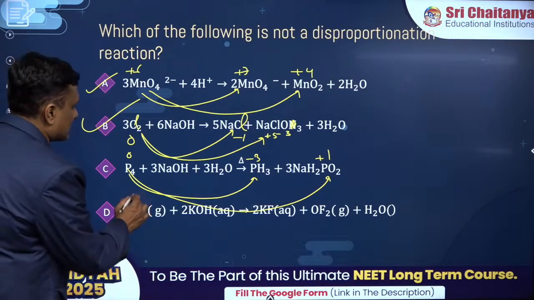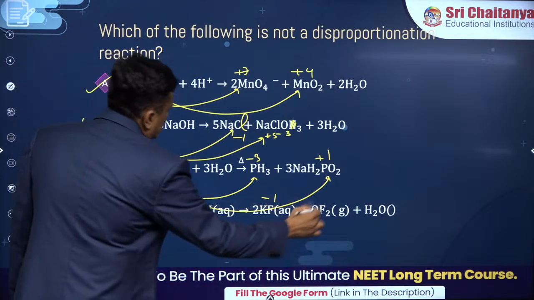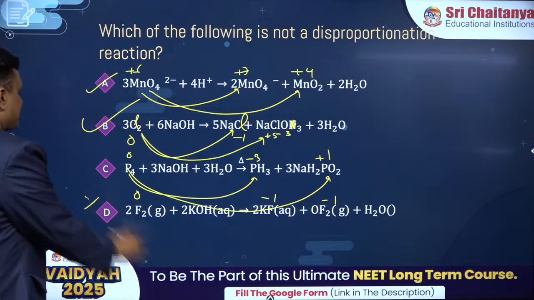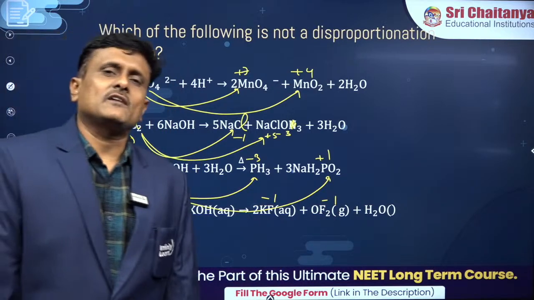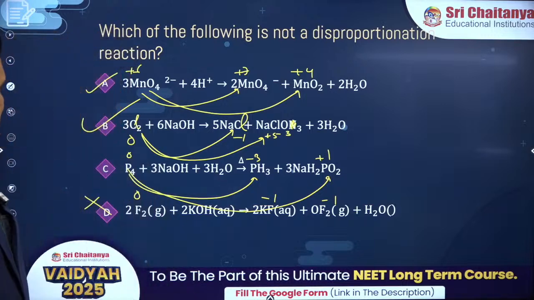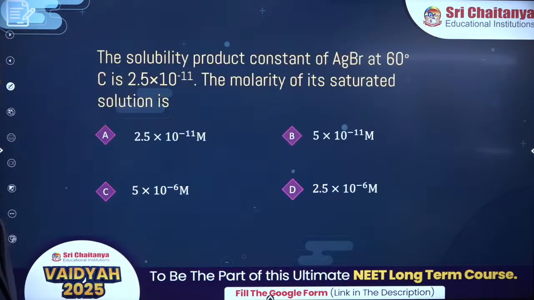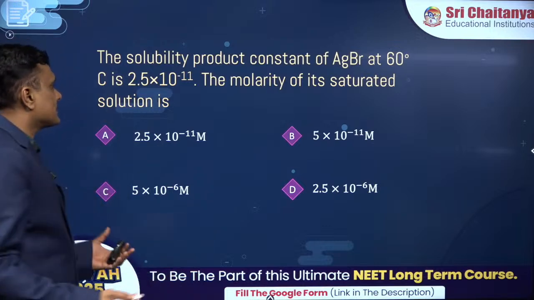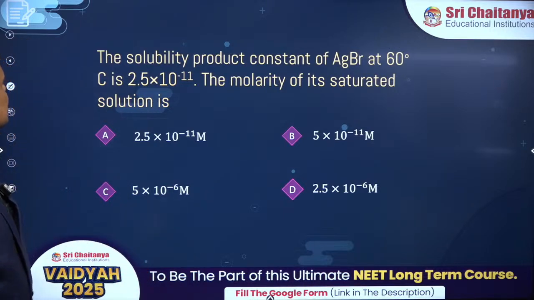However, here you see fluorine 0 to -1, here also -1, right? Because fluorine can't afford to have a positive oxidation state. We can't expect fluorine to be plus. Good answer. Solubility product, easy question, the molarity of its saturated solution, right?